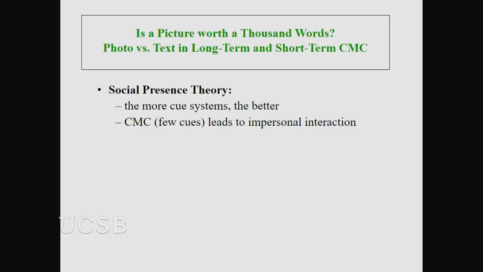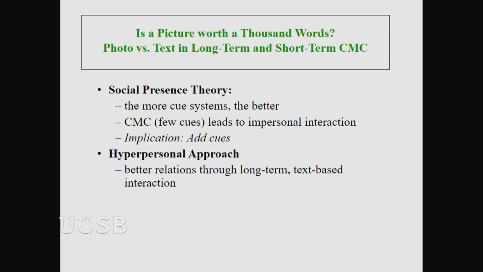The implication of that theory is that because CMC has few cues, it should lead to impersonal interaction. So what do you do? Give people more cues. Give them a picture. Give them audio. Give them something if they can't meet face to face. The hyperpersonal model says really the opposite. It says that people get along better when they have only language through long-term, repeated text-based interactions. They're getting along better with each other. So what's the implication? If you want communication to be better, add time to text-based interactions.